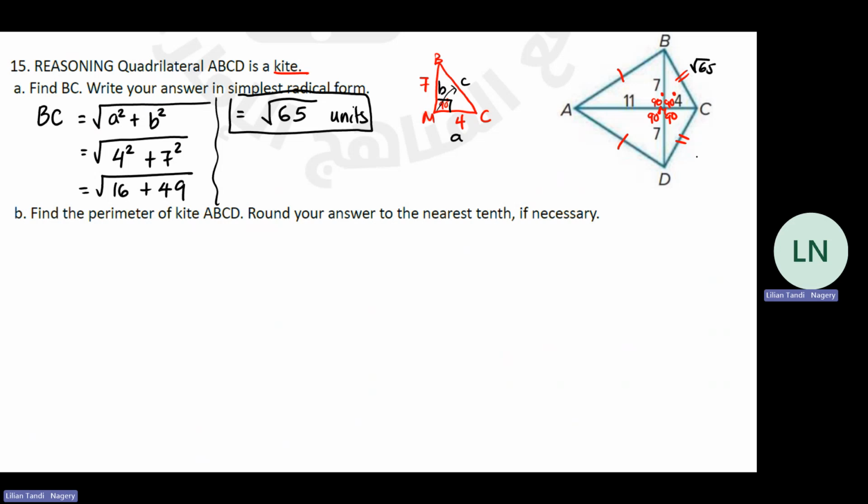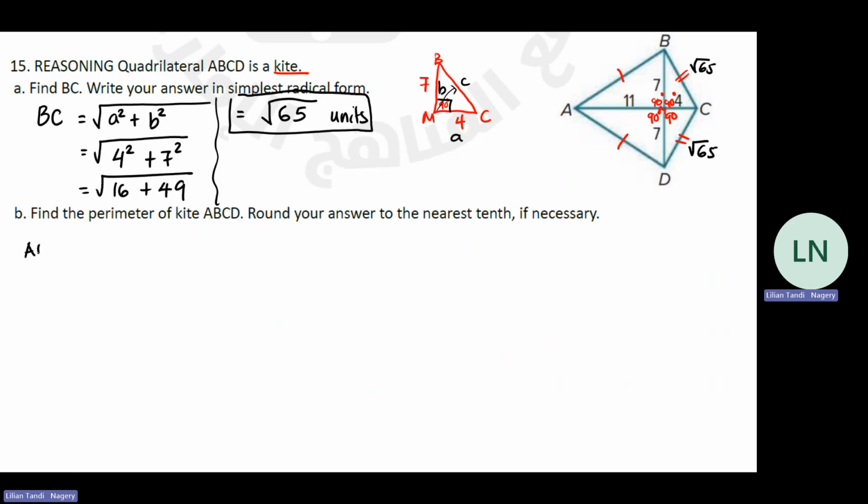Square root of 65, because you said this short line must be equal to this short line. Okay. Then we move on. So we've answered question A. Question B wants us to find the perimeter. Now, I cannot find the perimeter right now because I don't know this long side. So first, let's find the long side.